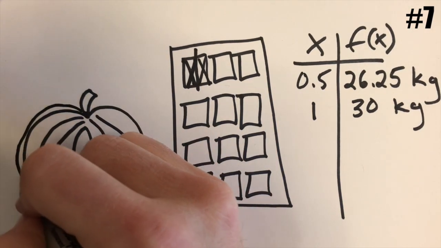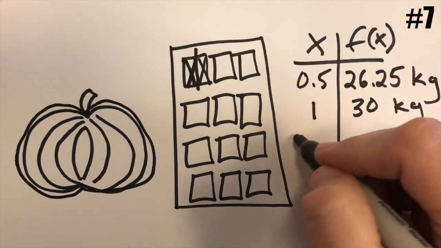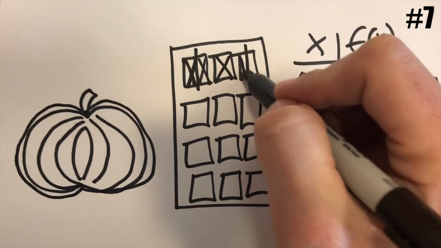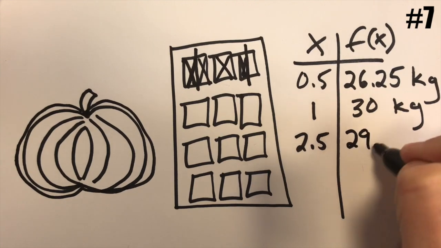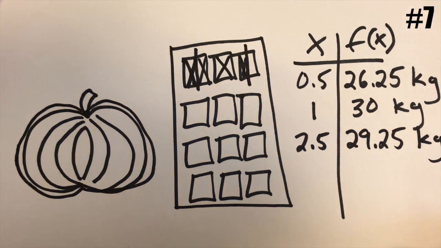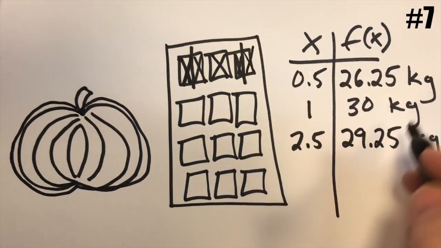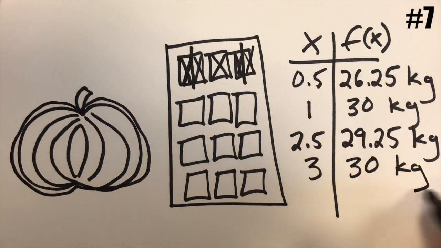It's gotten bigger. Now, after 2.5 months, so another month goes by, and then another half a month, now it's actually decreased, 29.25. Maybe there was frost or poor weather. It's decreased. They check it again. They're concerned after 3 months, and now it's back up to 30 again.